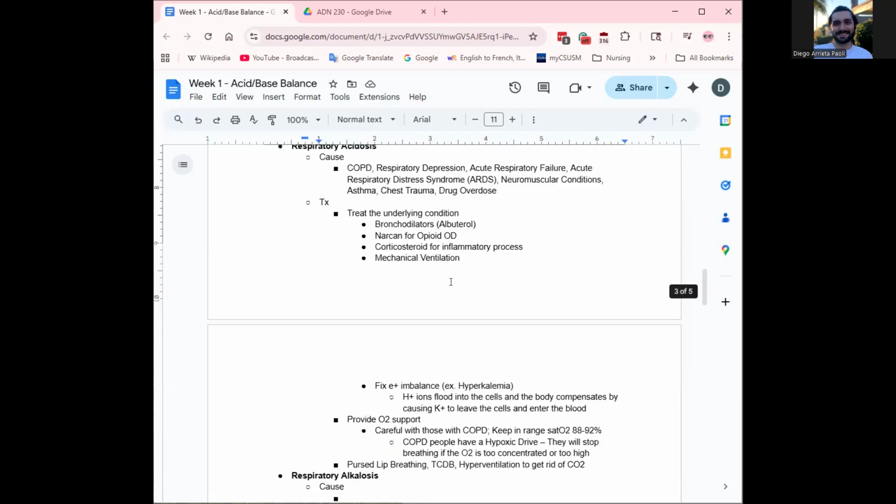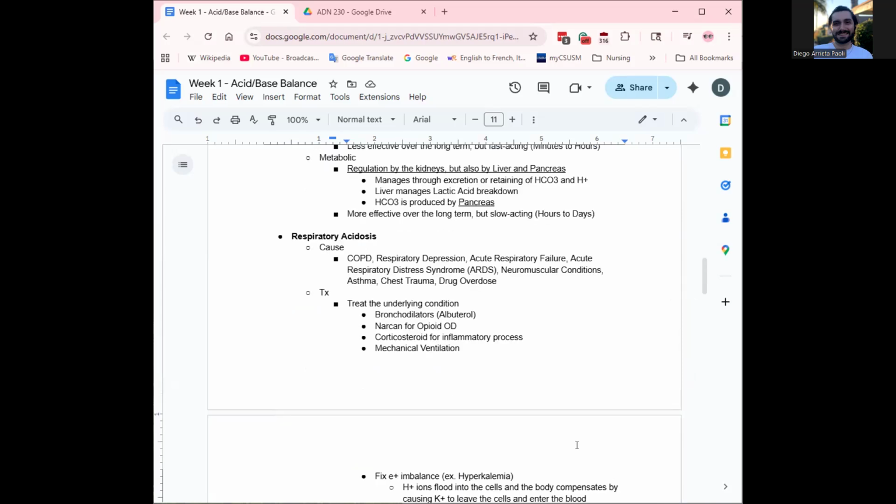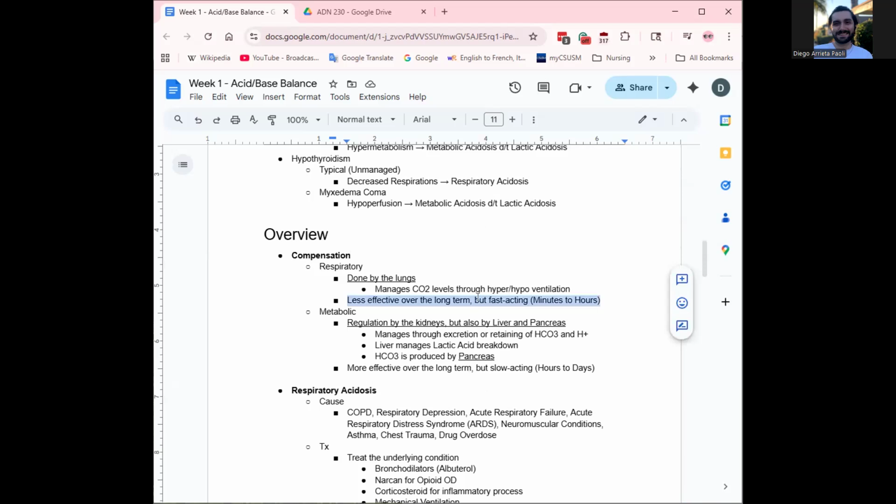But you'll also notice that in our actual quick interventions, there's a big focus on the respiratory side because it is fast acting. It's a fast acting way of trying to help because you really can't control someone else's kidney function. You can't prod them to start working now, but you can help them with the respirations, and it does have that benefit of being fast acting.